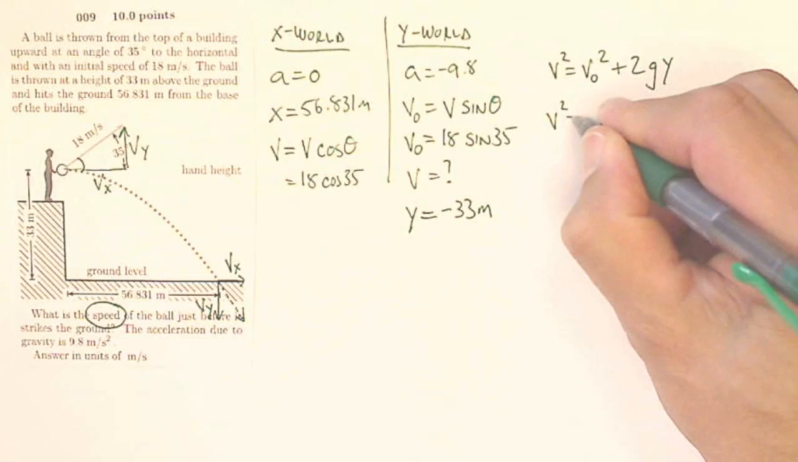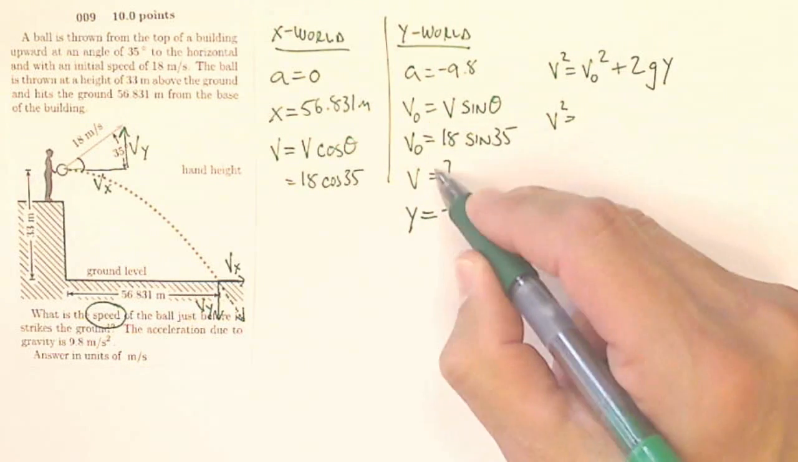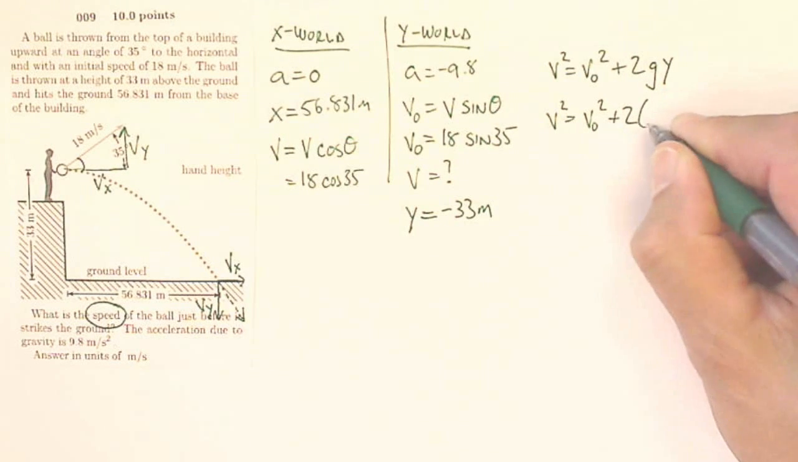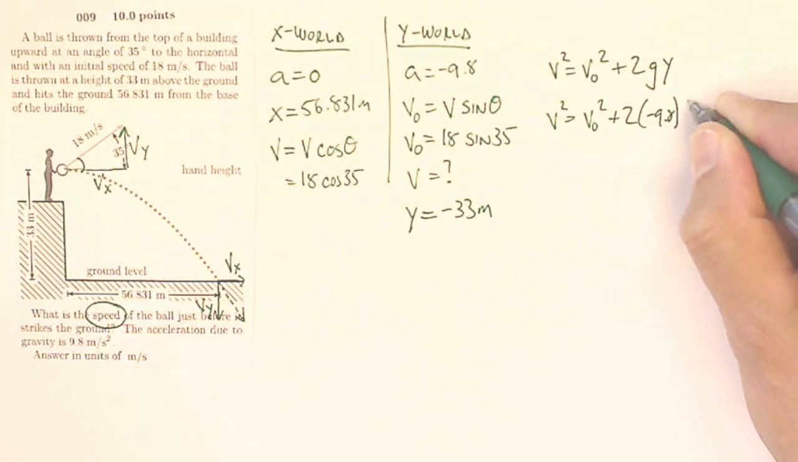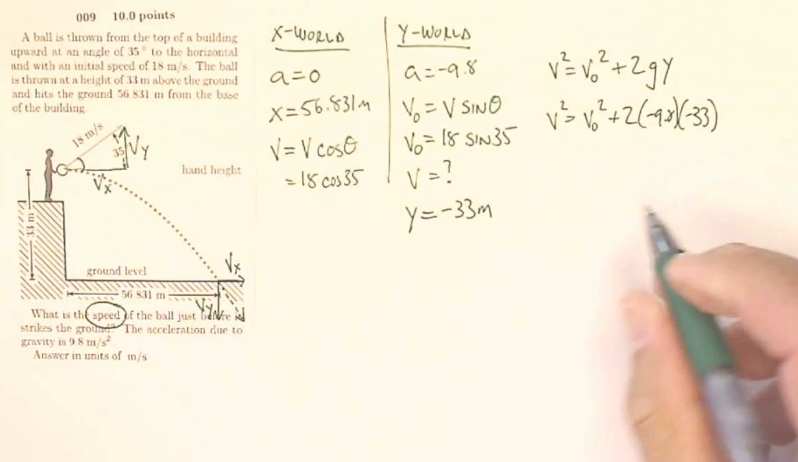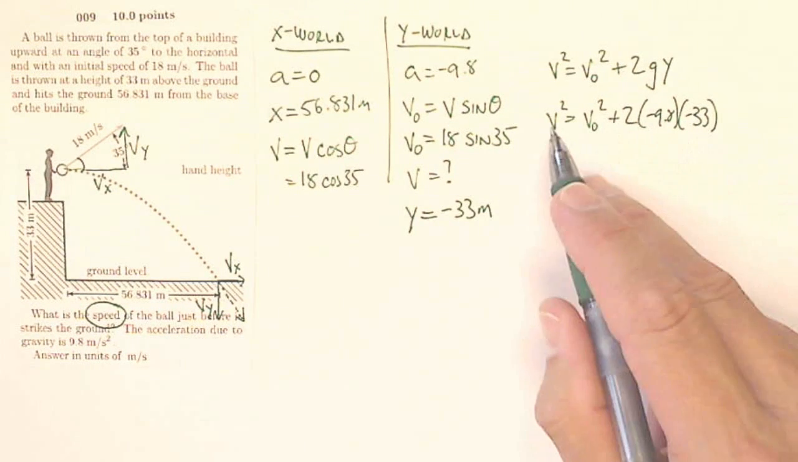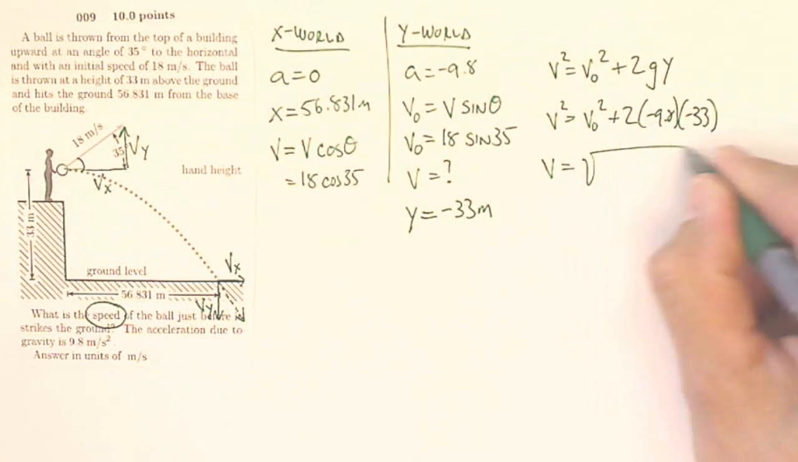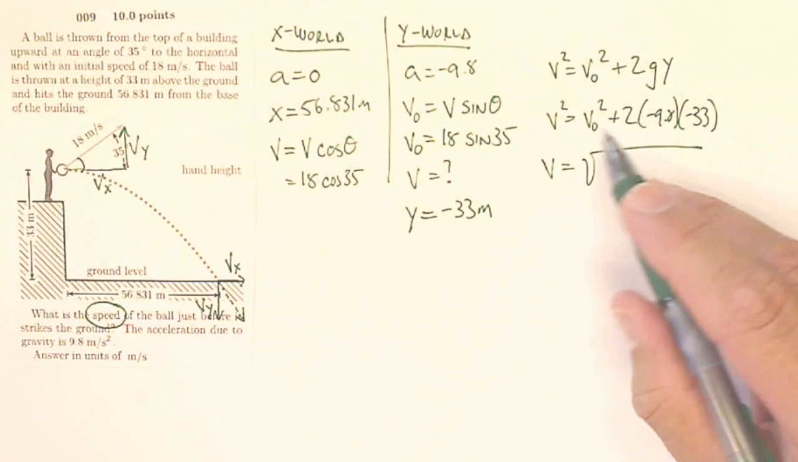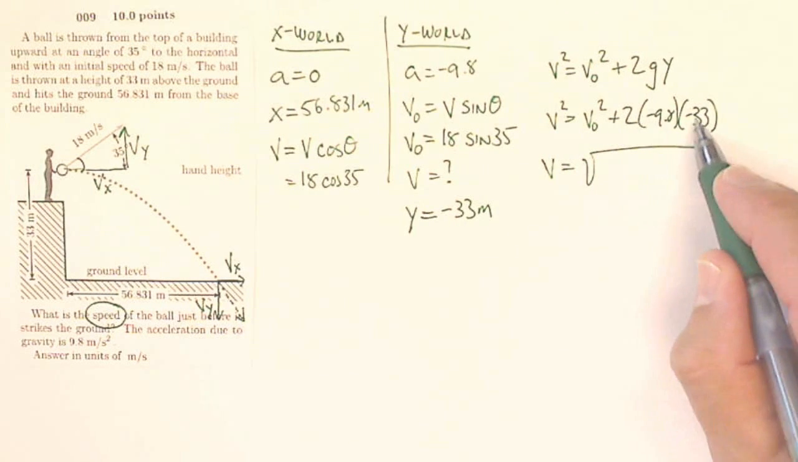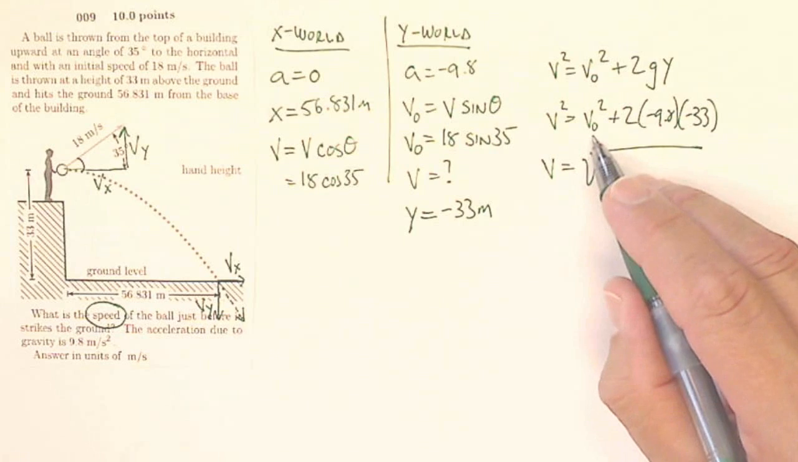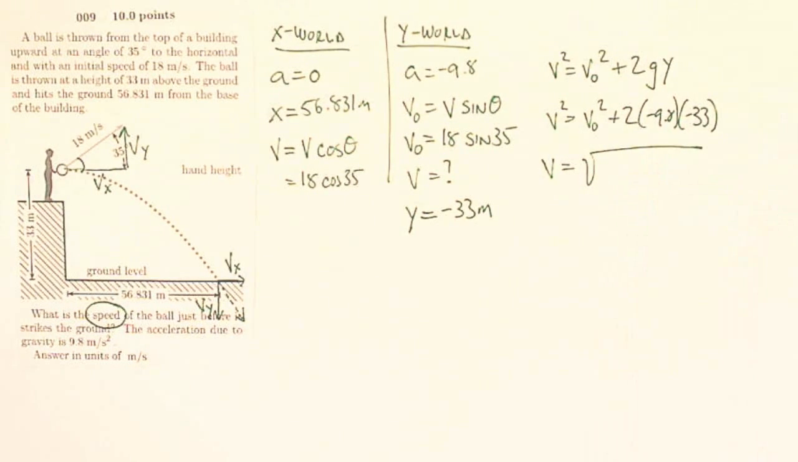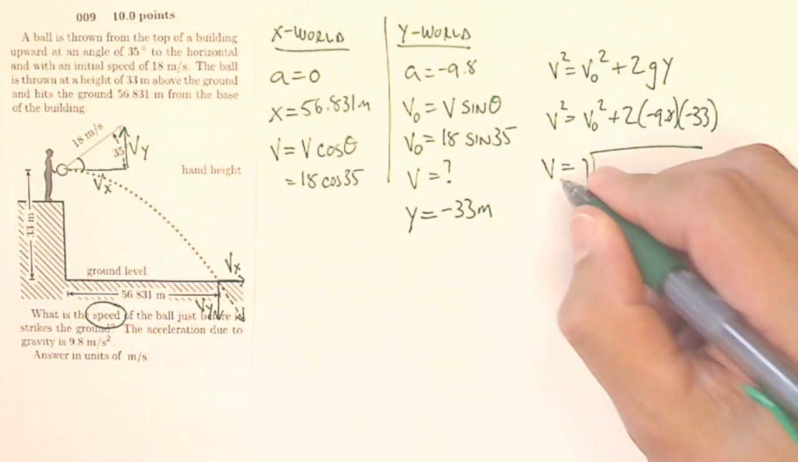So my final velocity squared is my initial velocity squared, which is this 18 sine 35. I'm not going to write it, I'll just write v0 squared again, plus twice my negative 9.8 times my negative 33. So this is going to be a negative chunk. So I've got v squared is v0 squared plus that. Then my v is the square root of all of this. This is positive, and negative times negative is also positive, so whatever this number is, this is going to be even more than that. So this should be a really big number that I'm square rooting. Now I've got that, and that is my final y velocity.